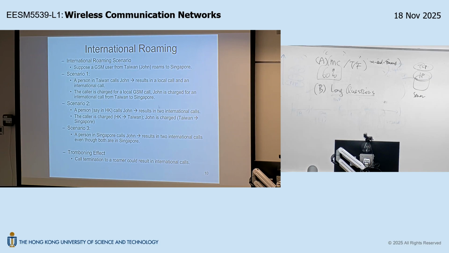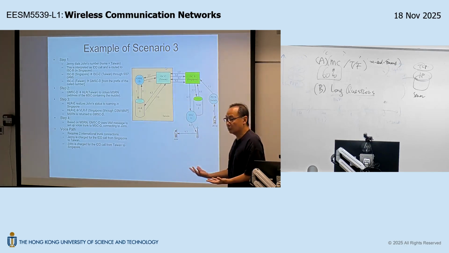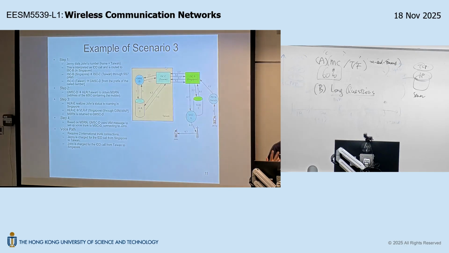So before we talk about the solution to scenario 3, let's look at why we have this time bombing effect to start with. This is due to the restriction of SS7. SS7 is a signaling language designed for PSTN, and PSTN is not supposed to be mobile. But when you use SS7 as a signaling language for a mobile network, you will have this kind of constraint. So let's look at what happened in scenario 3.